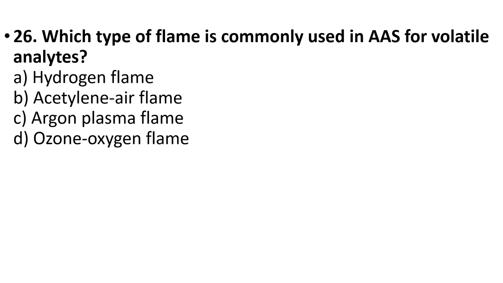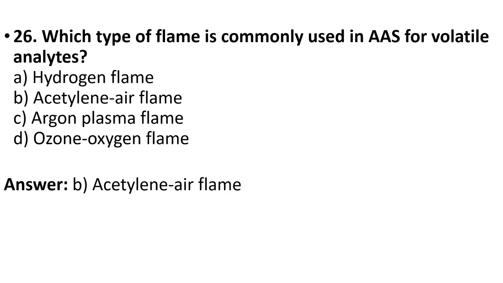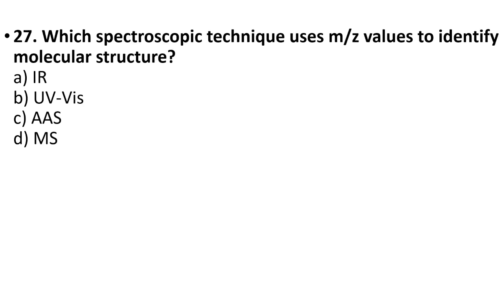26. Which type of flame is commonly used in AAS for volatile analytes? Hydrogen flame, acetylene air flame, argon plasma flame, ozone oxygen flame. Higher degree of temperature, you will have to omit A, C and D. Here the answer is option B, acetylene air flame.